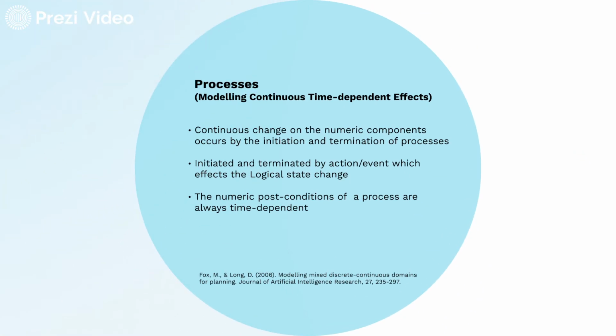The key extension of hybrid domain is the ability to express temporal behavior in terms of the initiation and termination of processes. A process causes continuous changes on numeric variables, which can be initiated and terminated by an action or by an event.